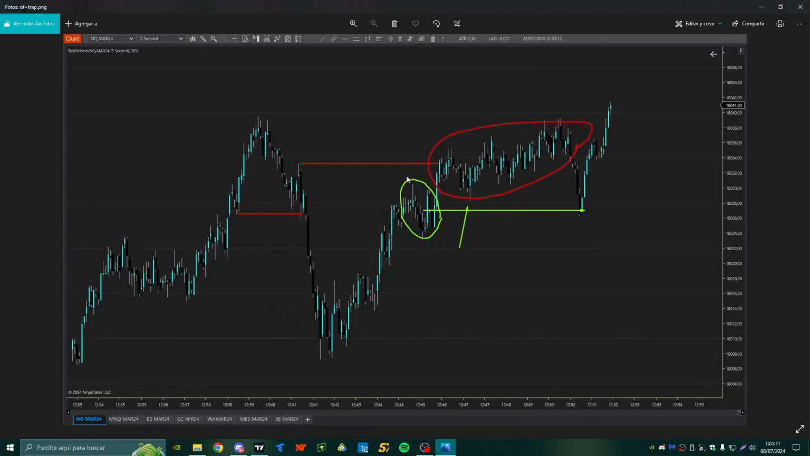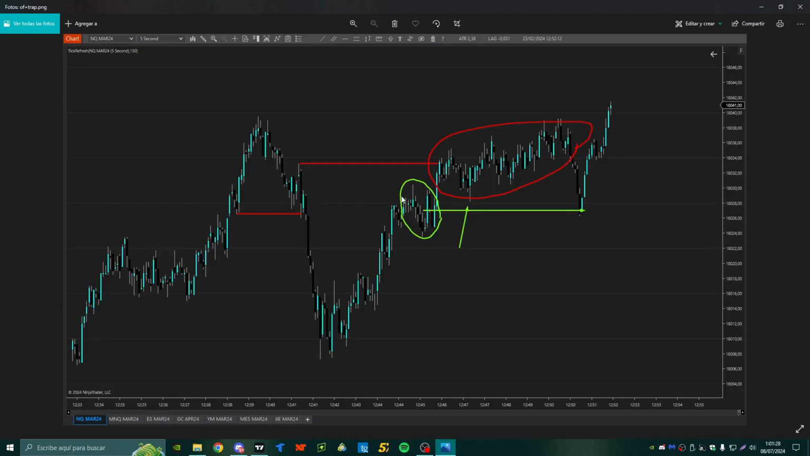Over here again, a responsible one to take out is the one responsible for taking us out of this wolf, for giving us a structural change in a lower time frame, in this case 5 seconds. It took it out, quickly returned to it, and continued from it.